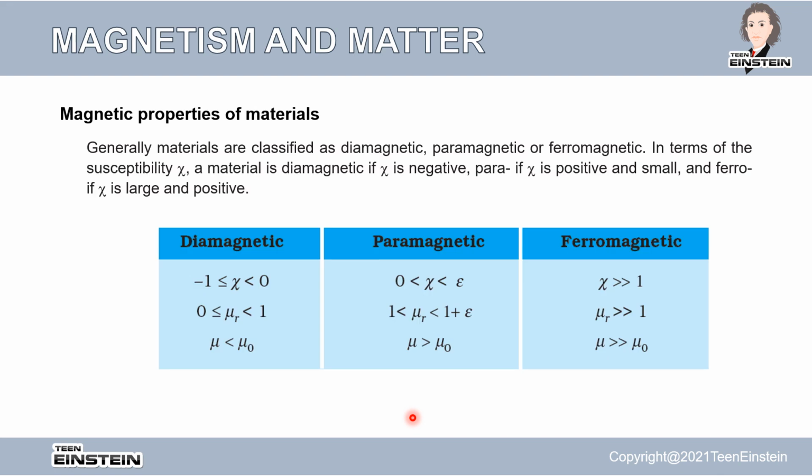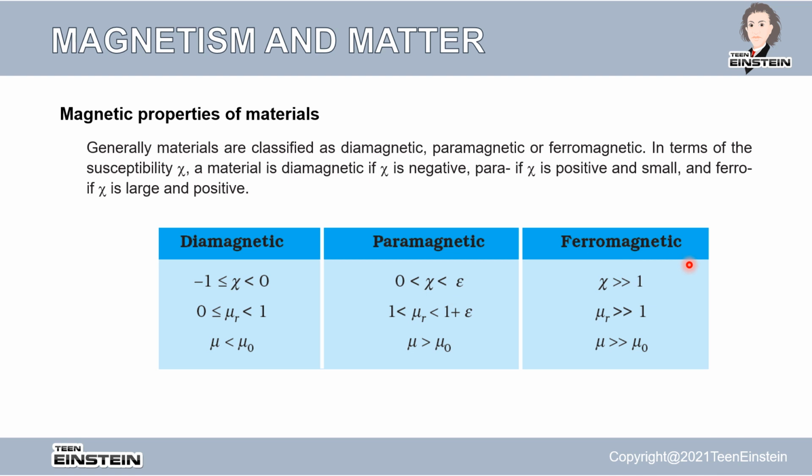Okay, so based on these quantities chi and mu r, we can classify the materials as diamagnetic, paramagnetic or ferromagnetic. In terms of the susceptibility chi, a material is diamagnetic if chi is negative, paramagnetic if chi is positive and small, and ferromagnetic if chi is large and positive. See, for a diamagnetic material, it's less than 0 and greater than negative 1 if it falls in this range. For a paramagnetic, it is greater than 0 but very small. For chi very much greater than 1, it's a ferromagnetic material.